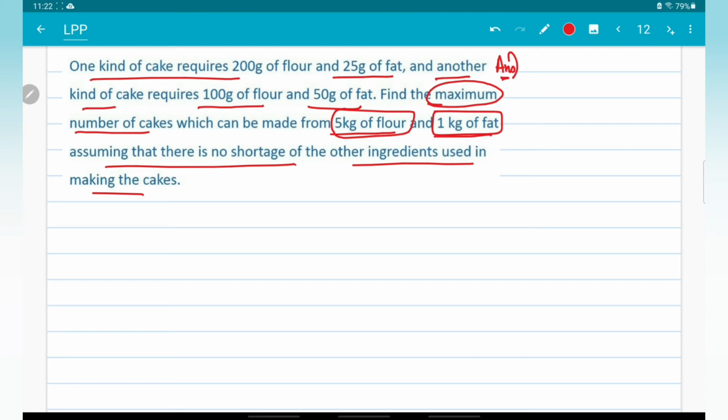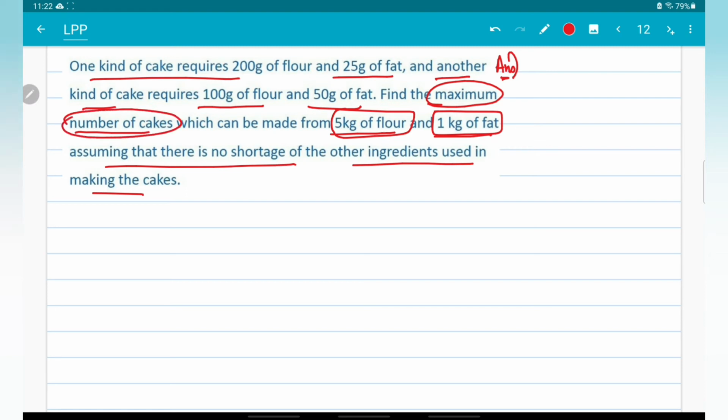Now our first step is to identify the two unknown quantities that we have to find here. We take them as x and y, and then we will find the inequalities, and then our objective function. So the two major quantities we are referring to here: we are supposed to find the number of cakes. So that is our unknown quantity over here.